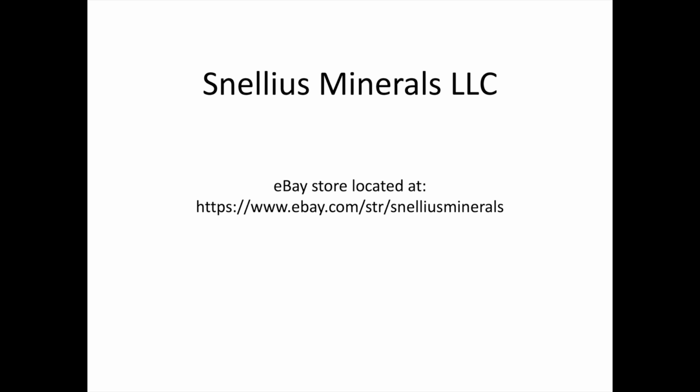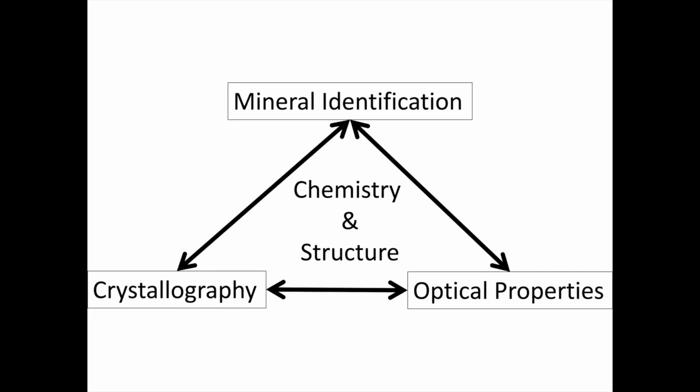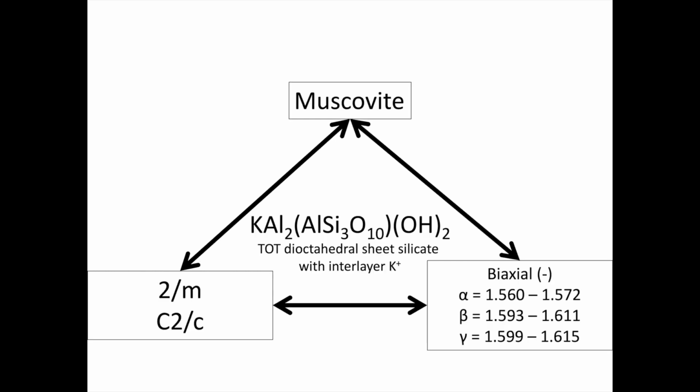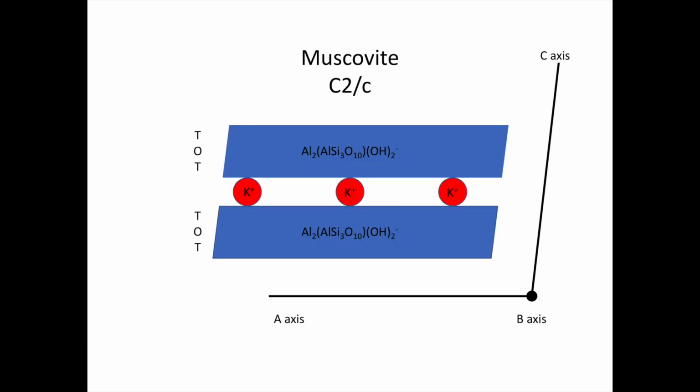Our minerals are defined by their chemistry and structure. This chemistry and structure in turn gives rise to the crystallography that we see at the macro scale, as well as the optical properties that we'll end up seeing. Our muscovite is defined by its chemistry and structure. Its chemistry consists of potassium, aluminum, silicon, oxygen, and hydroxide, arranged together in the structure of a TOT dioctahedral sheet silicate with interlayer potassium. Here's an example of a greatly simplified structure model for our muscovite.